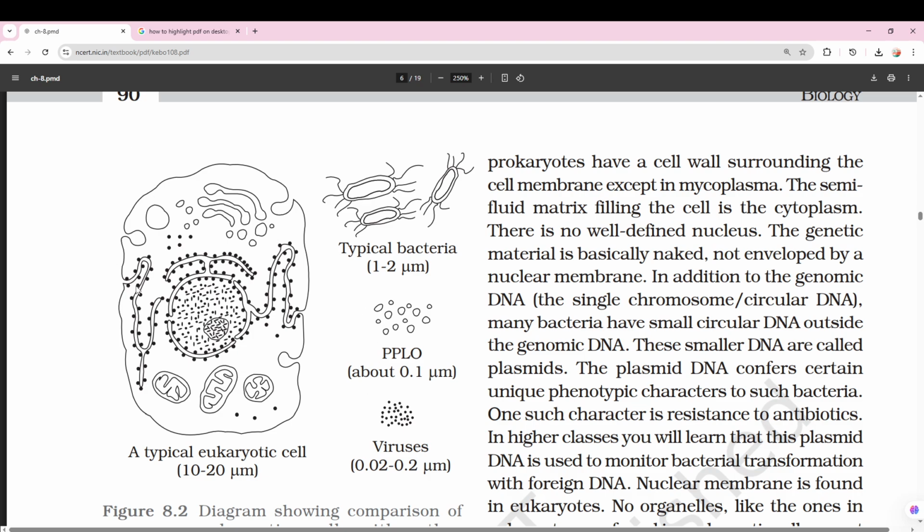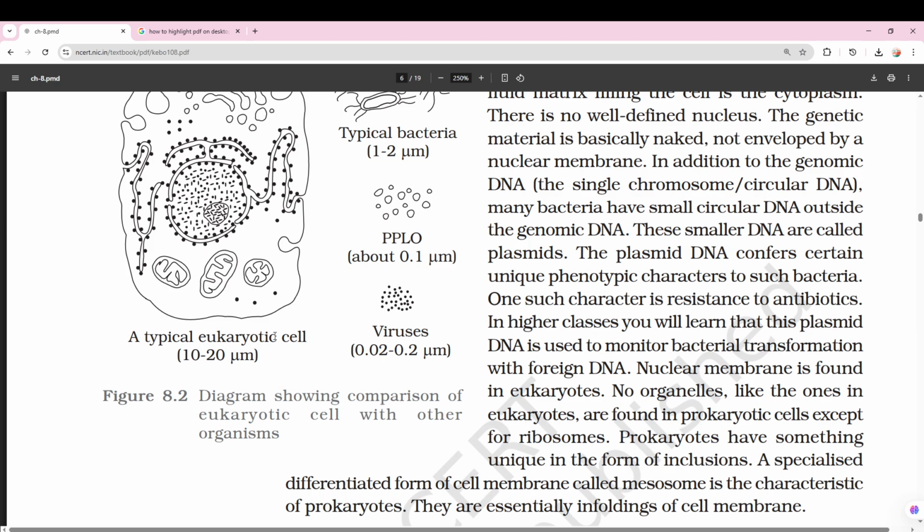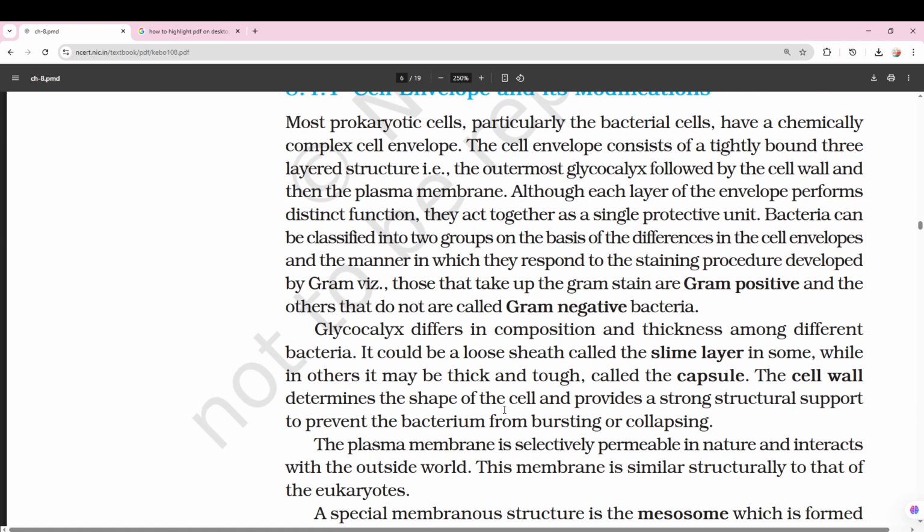This is a typical eukaryotic cell. Size is 10 to 20 micrometer. This is a typical bacteria, 1 to 2 micrometer. This is a PPLO, pleuropneumonia-like organism, about 0.1 micrometer, and viruses, 0.02 to 0.2 micrometer. Diagram showing comparison of eukaryotic cell with other organisms.